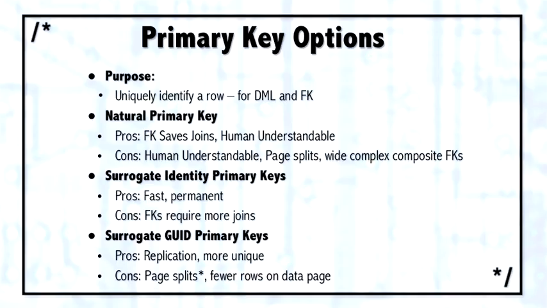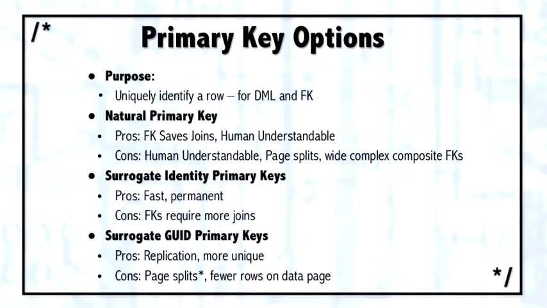So on the natural primary key side, a pro is that the actual data itself is copied down into the foreign key. For example, if you have a VIN number as your primary key, then you have that same VIN number in a foreign key. So you don't have to join to go find out more about the car. A human can look at that foreign key and it makes sense. But at the same time, that can be a con as well, because if a human can see and understand the data, sooner or later, the human is going to want to change that data or add more meaning to it.